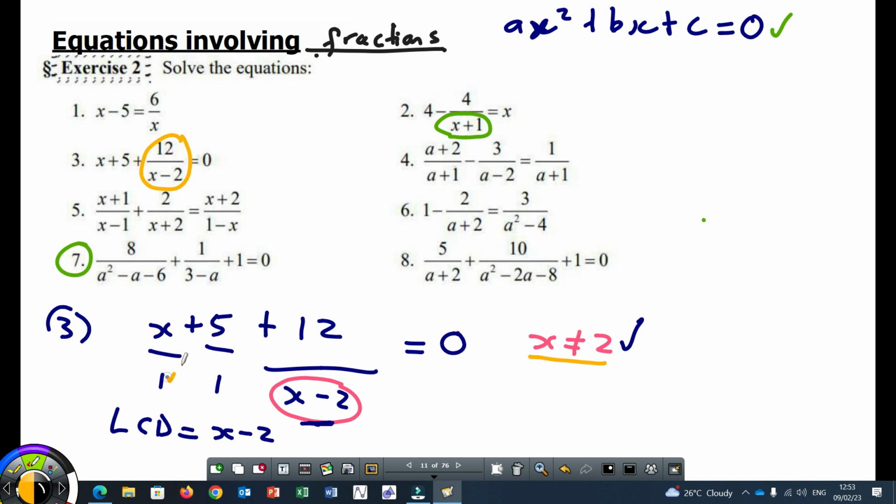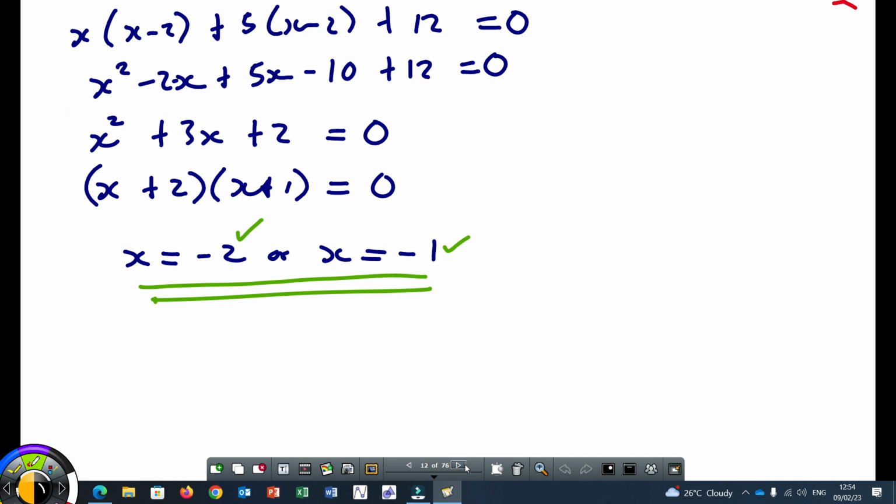So let's find the LCD. So the denominator of x is a 1, denominator of 5 is a 1. The denominator of 12, obviously, is x minus 2. So the LCD is going to be x minus 2. Okay? Once we get our LCD, then we use it to eliminate any denominators. Okay? I hope you know this.